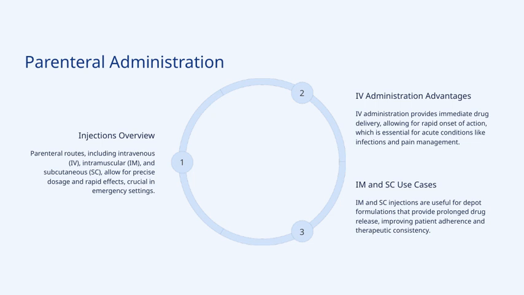Now, when we look at intramuscular and subcutaneous injections, these are especially useful for depot formulations. These are designed to release the drug slowly over time, which helps maintain consistent therapeutic levels. This extended release can improve patient adherence as it reduces the frequency of dosing and ensures the medication works steadily over a longer period. Overall, understanding these routes helps us choose the most appropriate method based on the clinical situation, balancing speed, patient comfort, and medication stability.